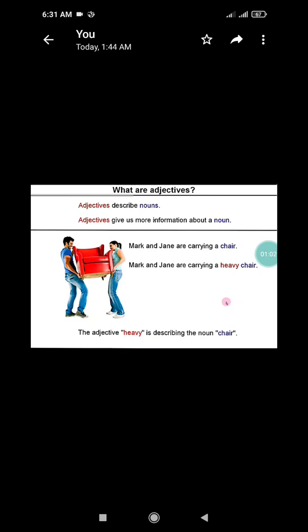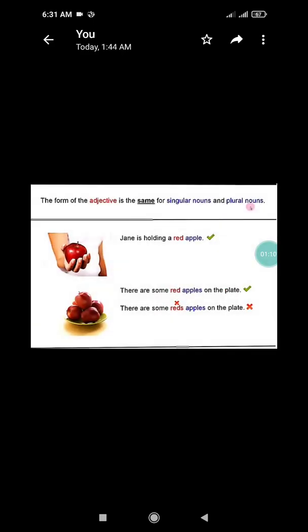The form of the adjective is the same for singular nouns and plural nouns. For example, Jane is holding a red apple. So here the noun is singular, okay? And red is the adjective. Now let's look at the noun in the plural. There are some red apples on the plate.